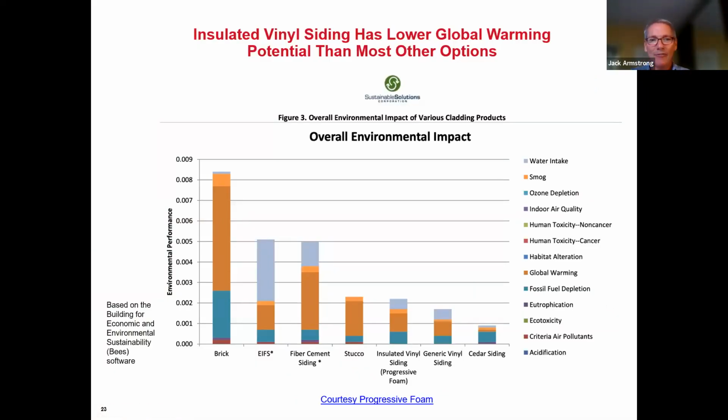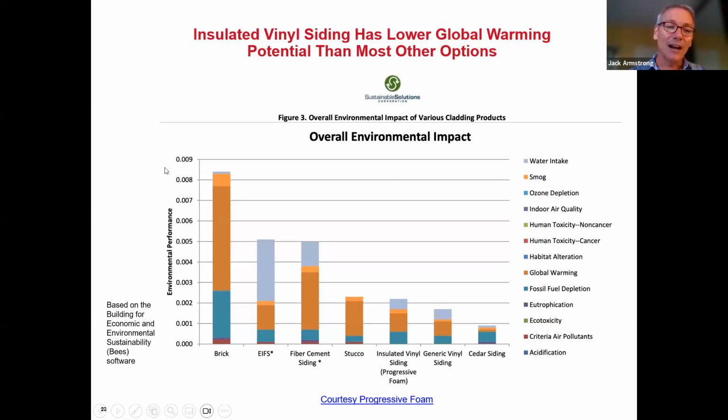So if we want to graph quickly here the various life cycle analyses comparing various fenestration products and facade finishing products, you can have brick here versus exterior insulating finishing systems versus fiber cement siding versus stucco versus insulated vinyl siding versus just generic vinyl siding, and then compared to naturally grown cedar siding.